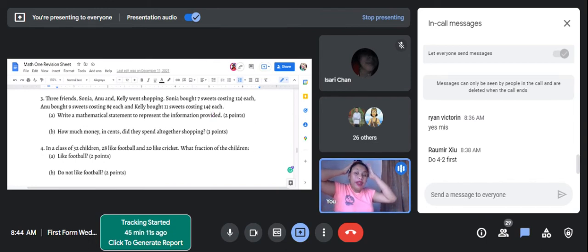So, for A, you are not solving. You have to understand there is no solving. All that they're telling you, the problem, write it as a math sentence.